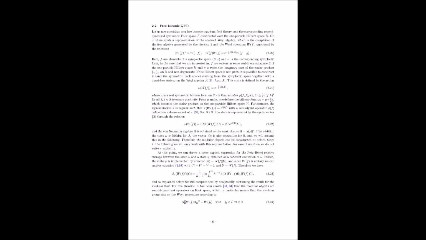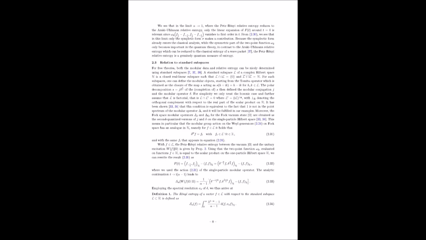Good. But how do these standard subspaces help us understand the Petz-Rényi relative entropy? The key is that they provide a geometric way to understand the modular operator, which is at the heart of calculating relative entropy. The authors show that for free theories, like the free massive field we'll discuss later, the modular operator can be constructed directly from the standard subspace associated with the system. So it's like the standard subspace encodes all the information we need about the modular operator. Precisely. And that simplifies the calculation of the Petz-Rényi relative entropy considerably.